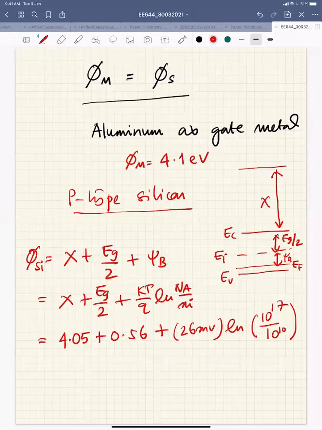Your psi b will be 0.41, right? 0.4 something, so around 0.41 volt. I don't remember exactly. So if you do that, 4.05 plus 0.56, right? So you could add 1, 6, 7, 12, 8, 5, 10, right?